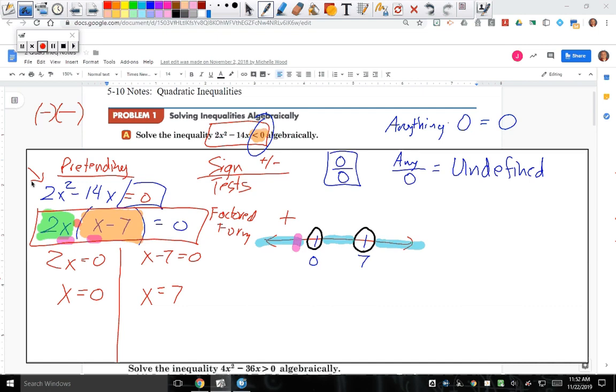Alright? So anyone between 0 and 7, what number could we choose? 1. We could choose 1. We could also choose 6, but I say keep it small. Right? So if I put 1 right here, what's 2 times 1?